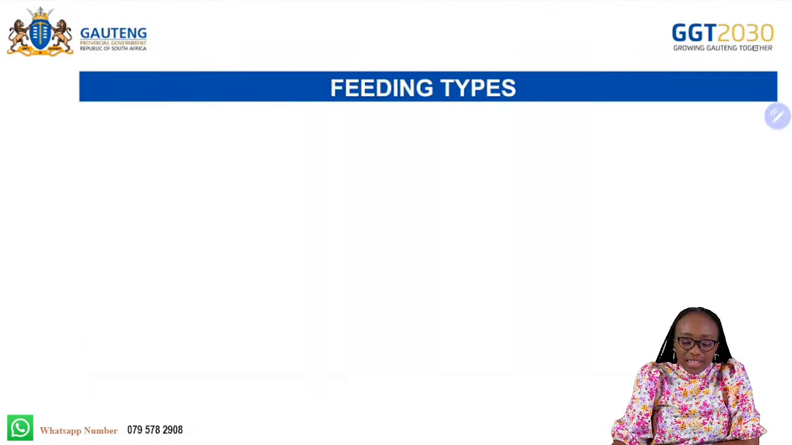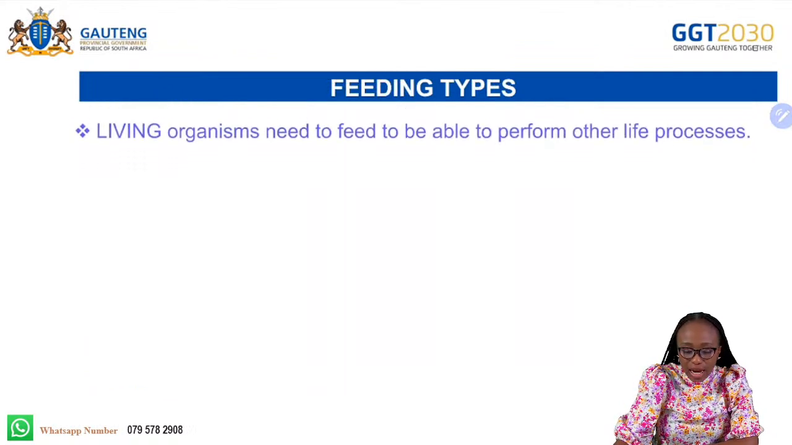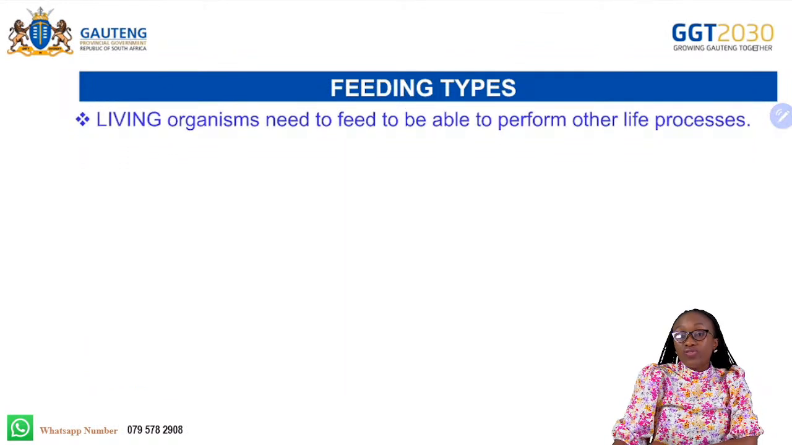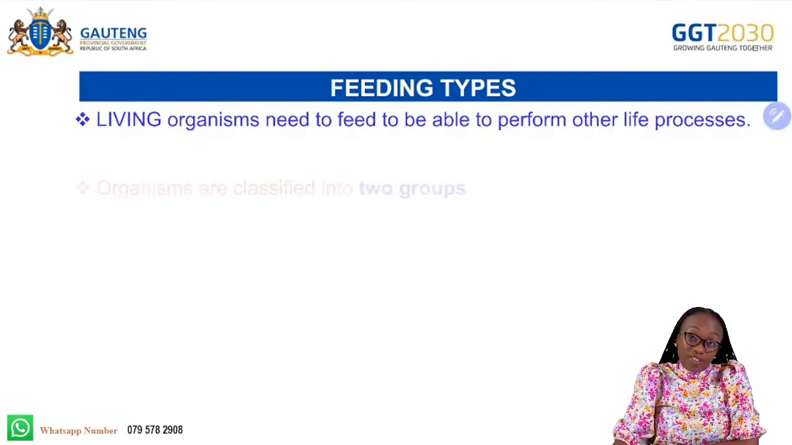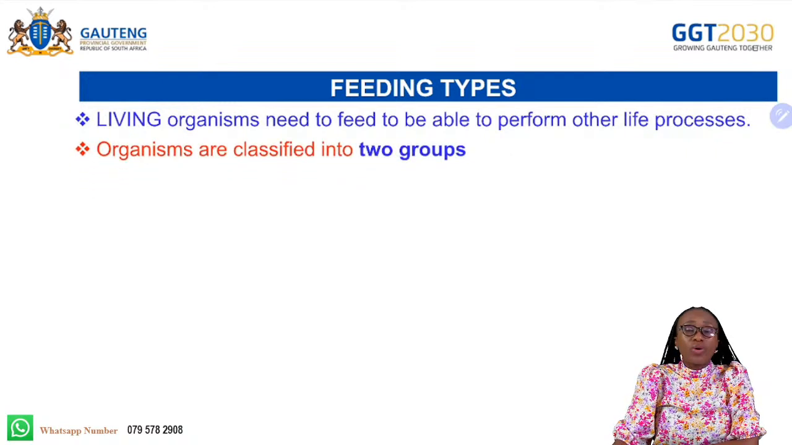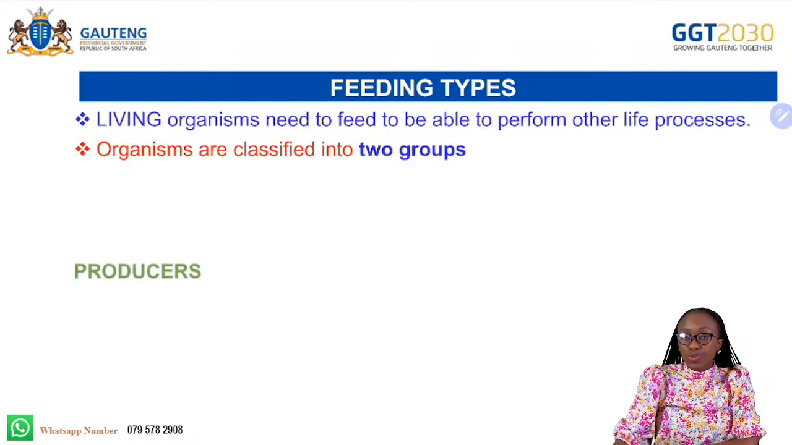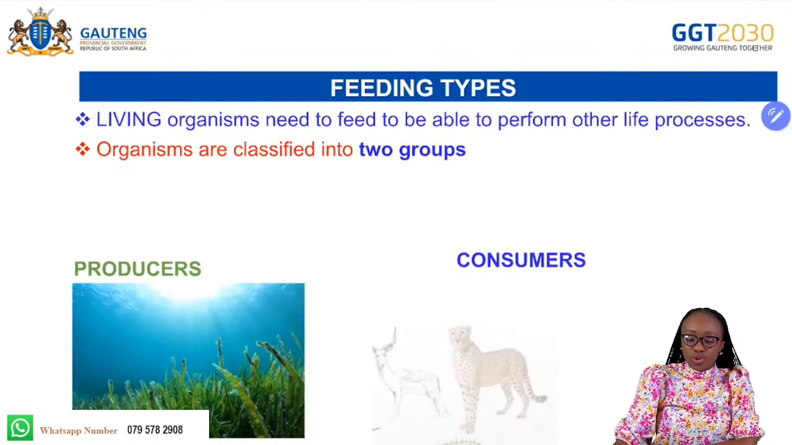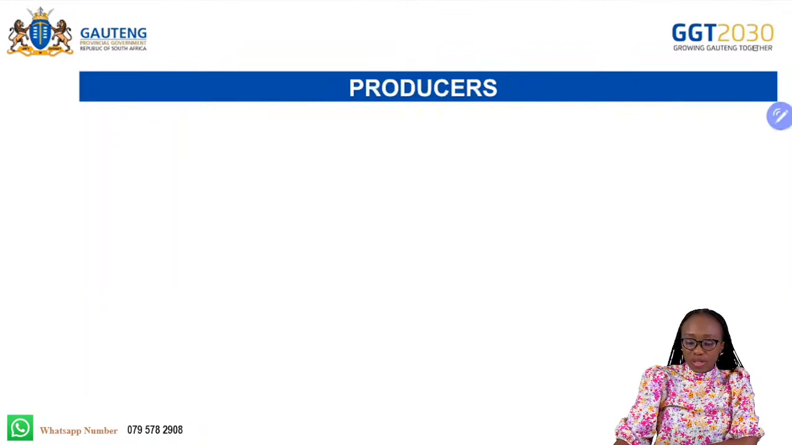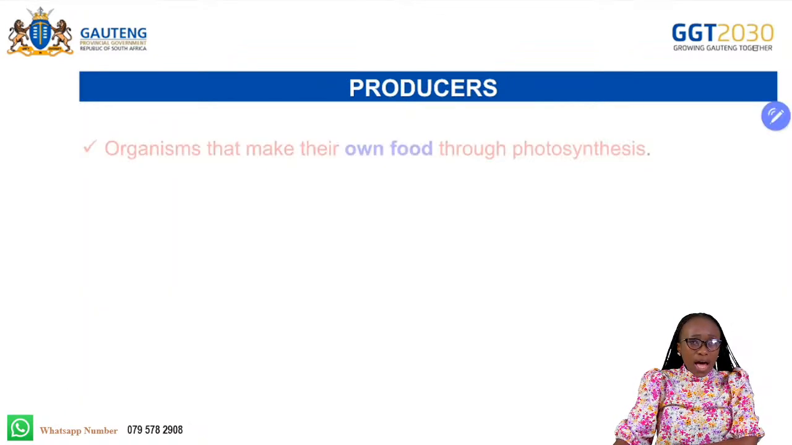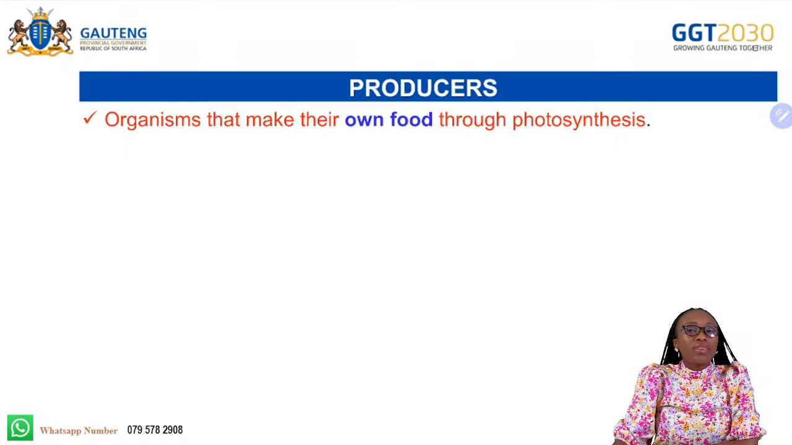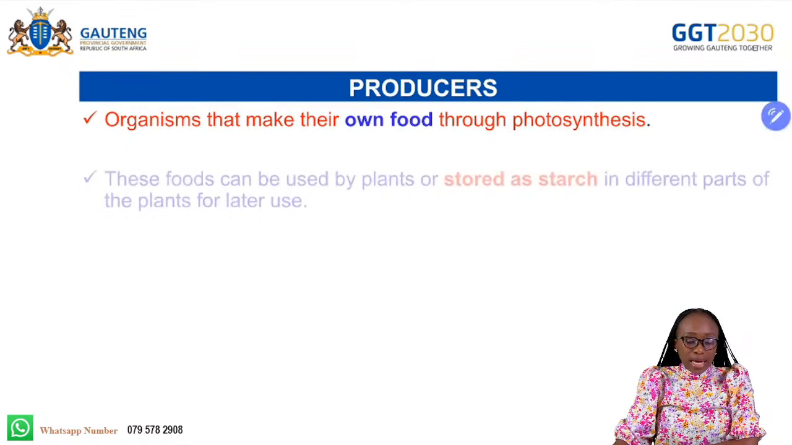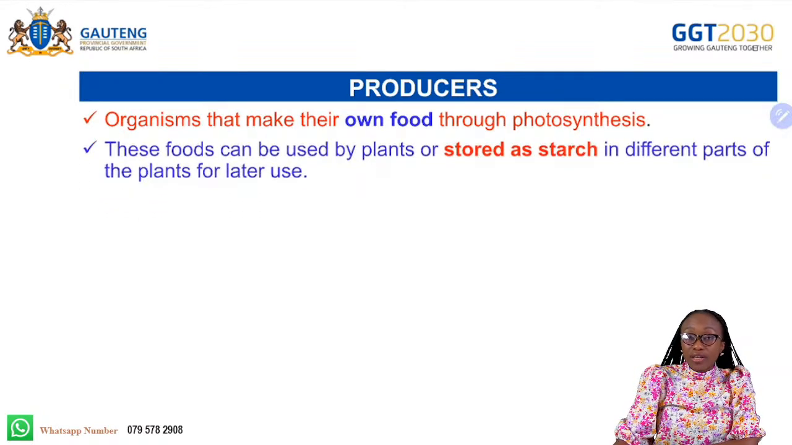Welcome back, grade 8. Now let's move on to feeding types. Living organisms need to feed in order to perform other life processes for survival. They are classified into 2 groups: producers and consumers. Now, who are the producers? These are the organisms that make their own food, and after making it, they store it as starch.